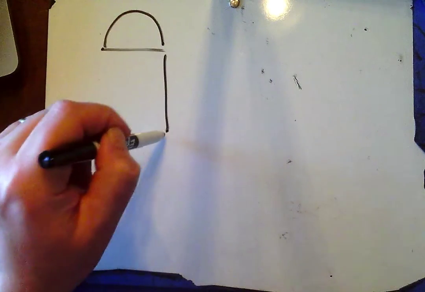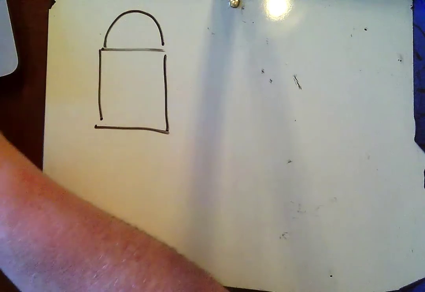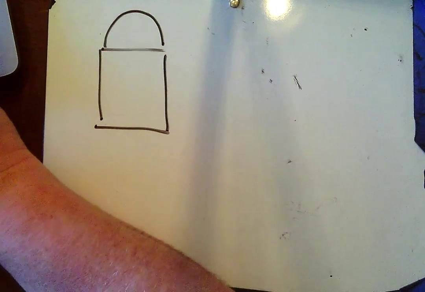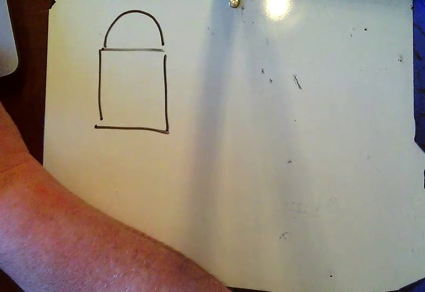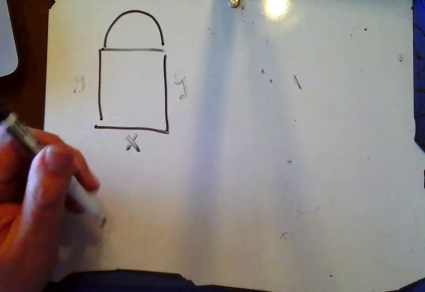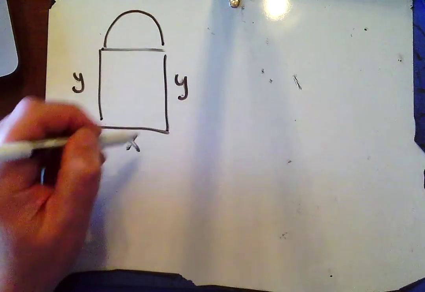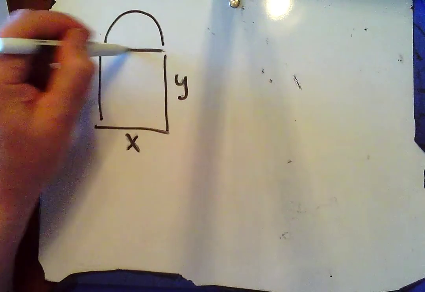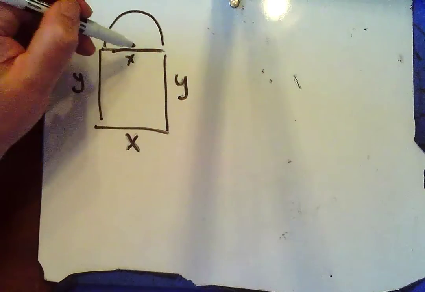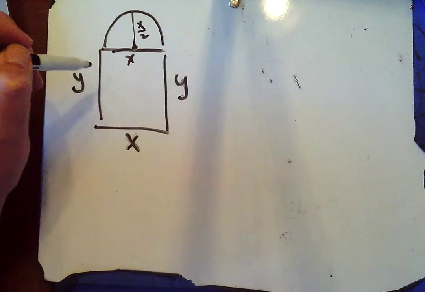It's got a semicircle and a rectangle. And we're told that the sides of the semicircle are y's, and we know that this is x. I know that that man is dead. Oh, the things you can know. So this diameter up here is going to be x, which means that that radius is x over 2.